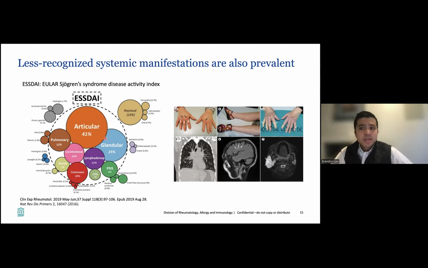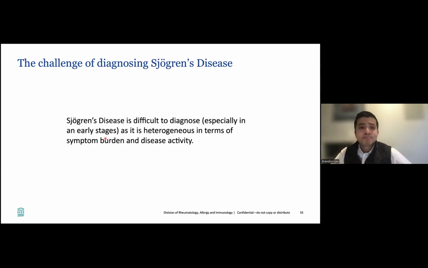Now, there's some controversy about the SDAI itself. Some people think it doesn't capture all disease activity very well, things like that. But I think it is at least a useful framework when thinking about just trying to be a little bit systematic about thinking about whether or not these organ systems may be involved for a given patient.